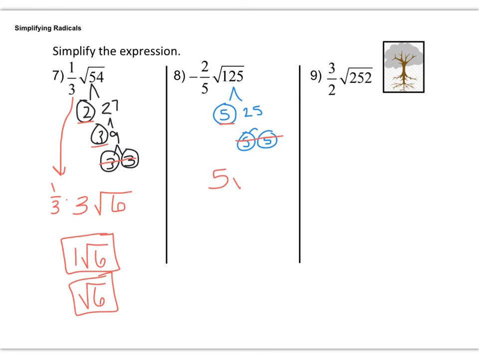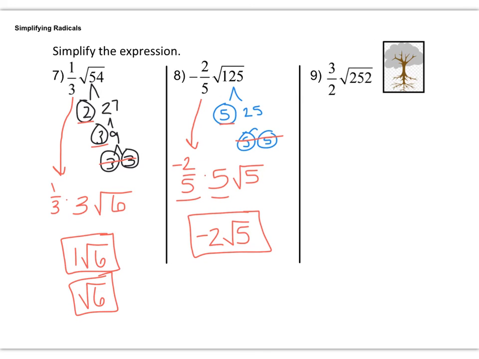I have a leftover 5, leftovers in the fridge, bringing down the -2/5. And then -2/5 times 5 is -2, and I have a radical 5. Ta-da! You got to admit this is fun. I like these. All right, last one for today, guys.